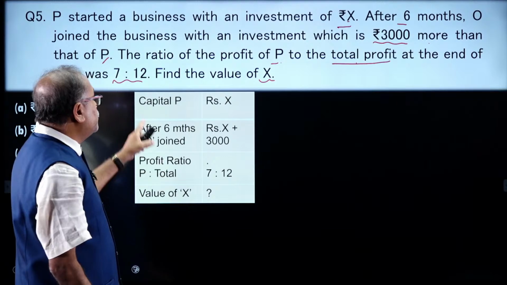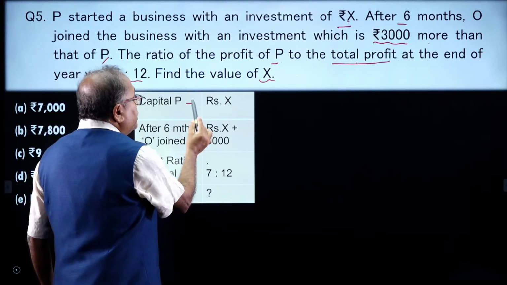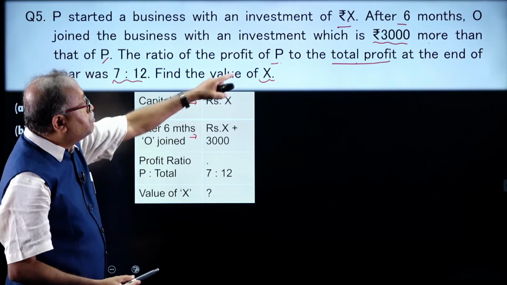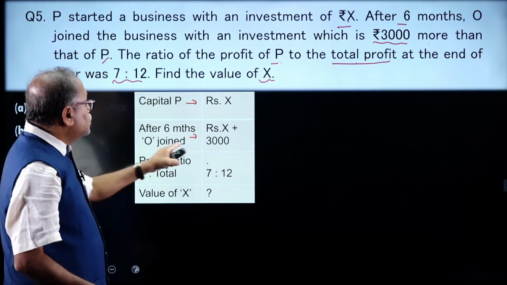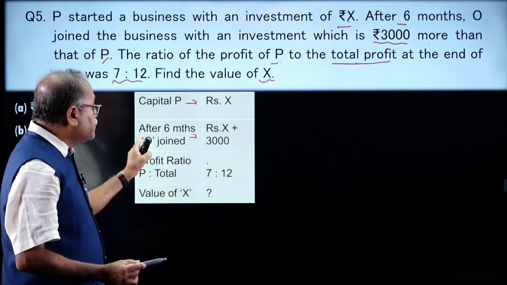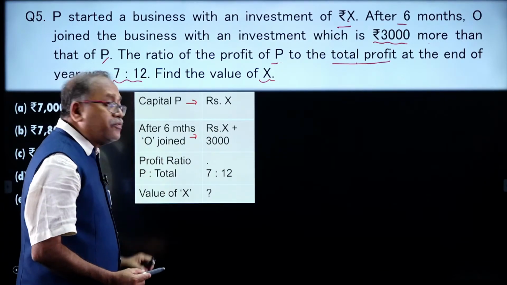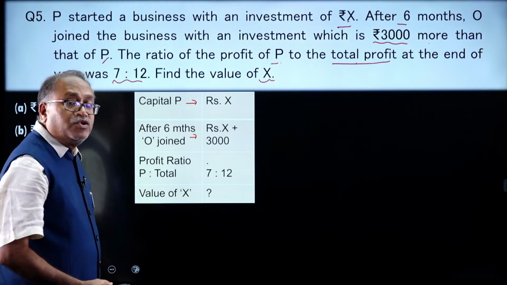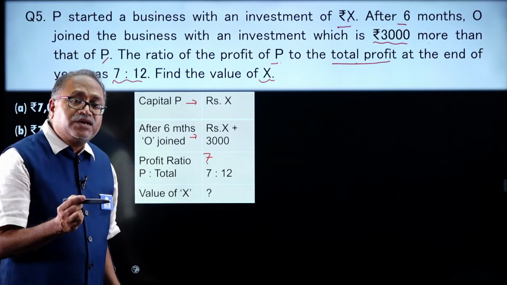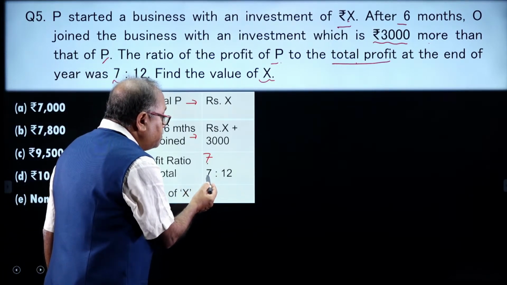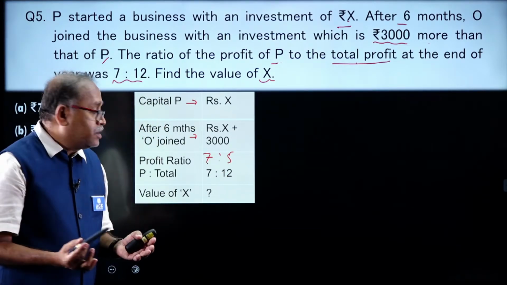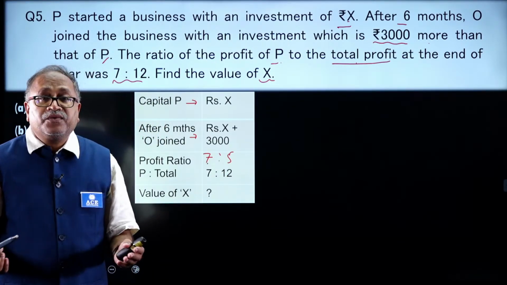So this is the information we have. The capital of P is X. The capital of Q is given to us: 3,000 more than P, so X plus 3,000 after 6 months. Now the ratio of profit is given to us, that is P to total. If P is 7 parts and the total is 12 parts, then Q will be 12 minus 7, that is 5 parts. This will be the profit ratio of P to Q. So find the value of X.